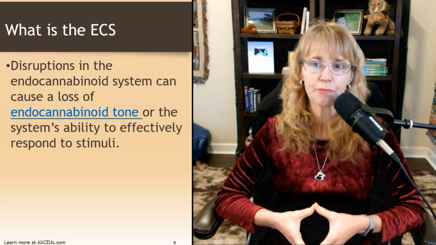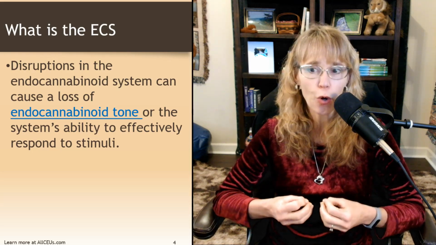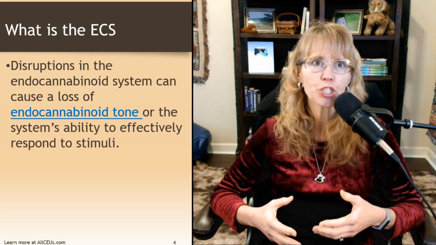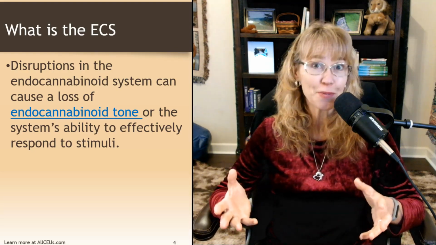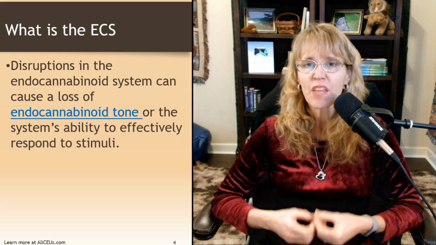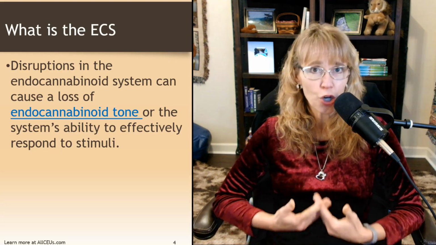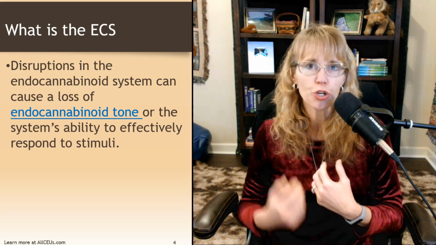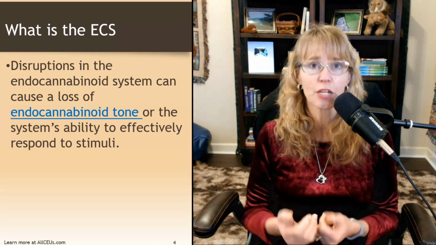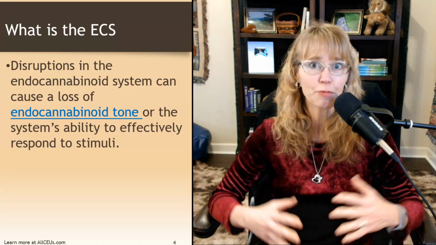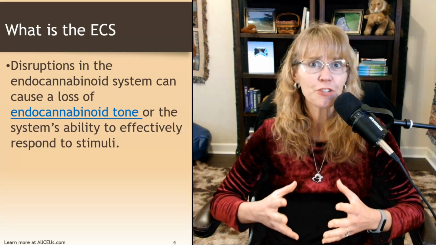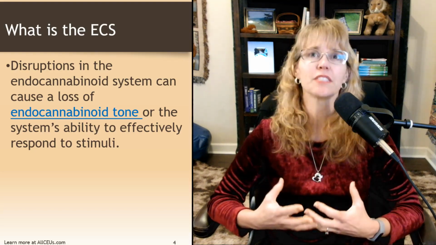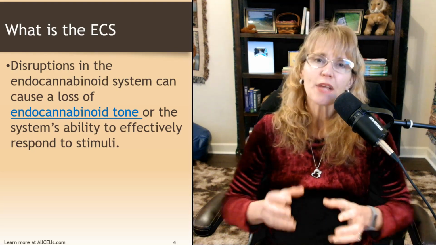Disruptions in the endocannabinoid system can cause a loss of what they call endocannabinoid tone, or the system's ability to effectively respond to stimuli. Now, a lot of us have heard the term vagal tone over the past couple of years. That's become something that's been very popular. And vagal tone refers to the vagus nerve's ability to respond to stressors and help turn on the relaxation response when the stressor is over, to help people downregulate. People who don't have good vagal tone have difficulty turning on that relaxation response. The vagus nerve has difficulty kind of activating that response. So that's what we're talking about with tone.